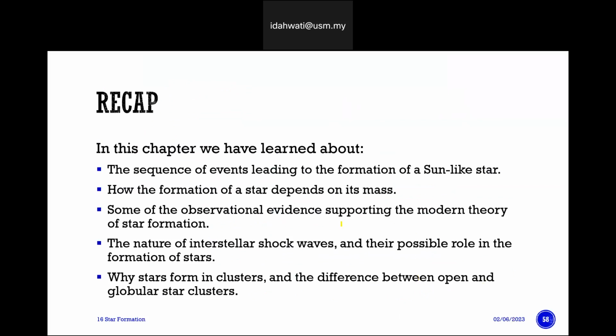So this is the recap of this chapter. We have learned about the sequence of events for the formation of stars, and how the formation of a star depends on its mass. Some of the observational evidence supports the modern theory, and the nature of interstellar shockwaves and their possible role in the formation of stars. And lastly, why stars form in clusters, and the difference between open and globular star clusters. That's all for today.